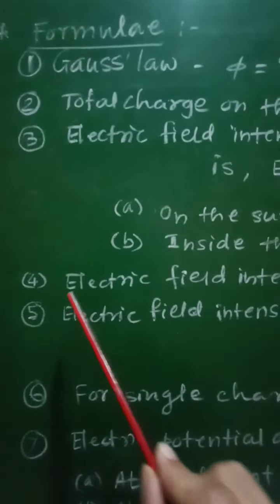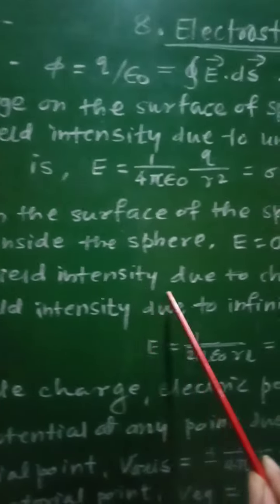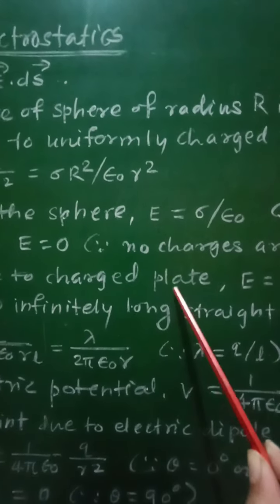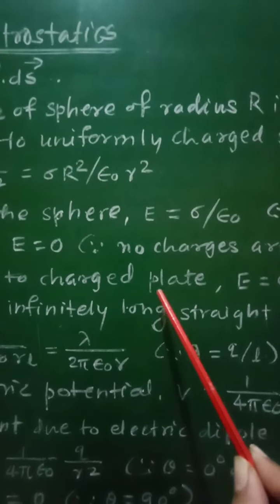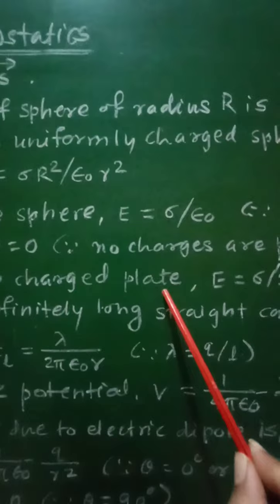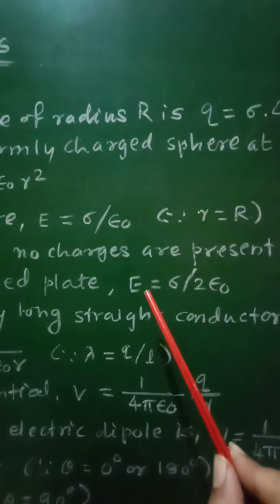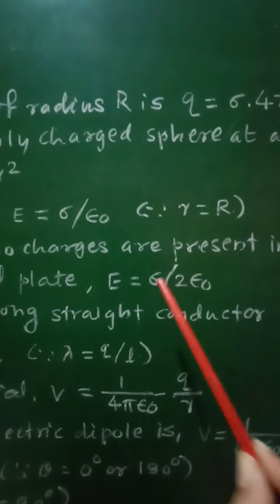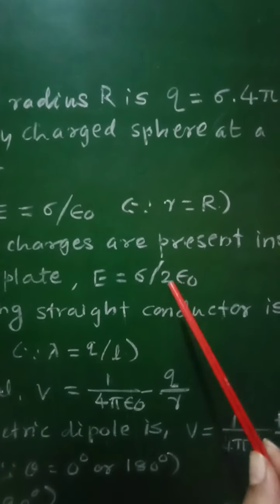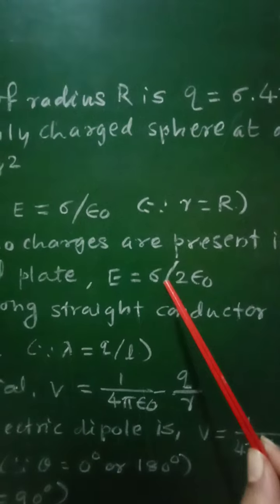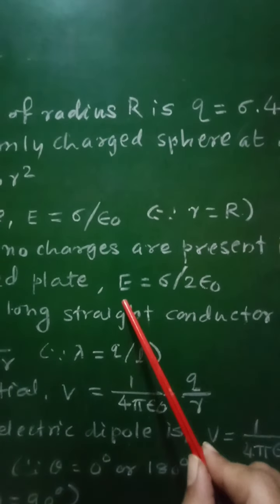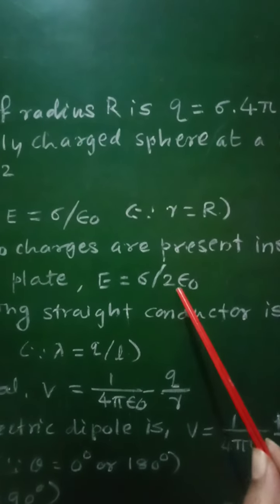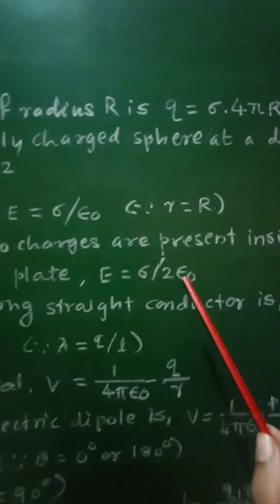Fourth formula is the electric field intensity due to a charged plate. If you consider any charged plate, that is the charges are spread on the plate, then electric field intensity E will be equal to sigma upon 2 epsilon 0. That plate will be having two plane surfaces, and therefore electric field intensity E will be equal to sigma upon 2 epsilon 0.